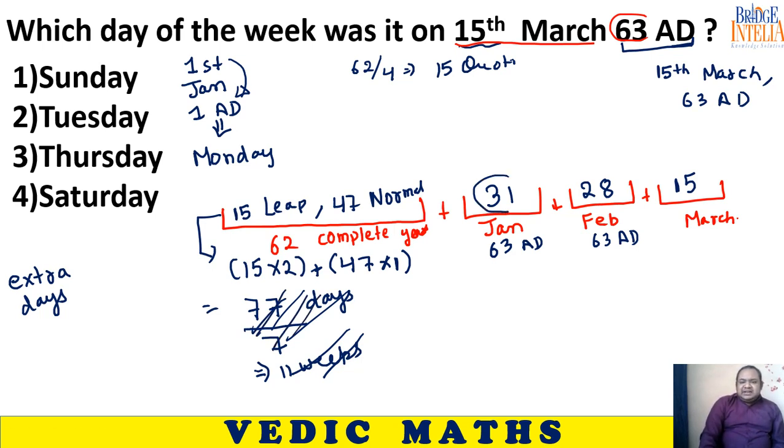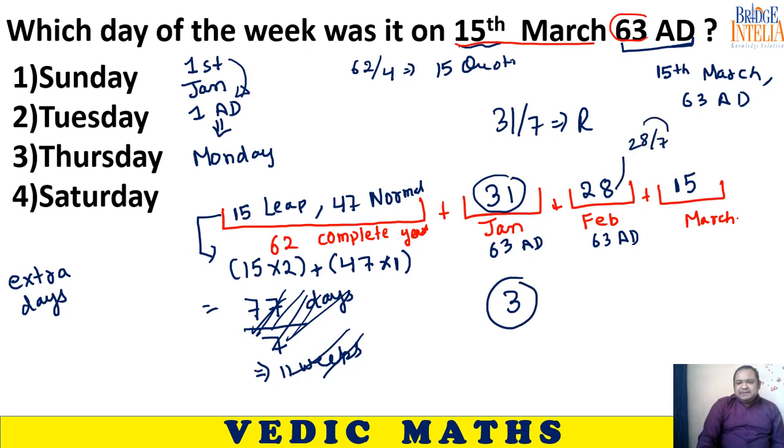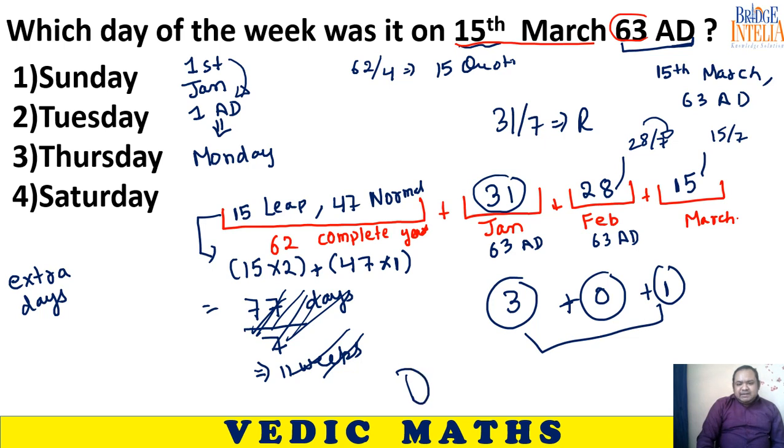Now January, 31 days. So divide 31 by 7. What is the remainder? Remainder is 3. So 3 extra days from here. Divide 28 by 7. So 28 is completely divisible by 7. 0 extra days. Divide 15 by 7. 1 is the remainder. So 1 extra day. So final answer is 4 extra days. So day number 4. Whatever is day number 4 is our answer.